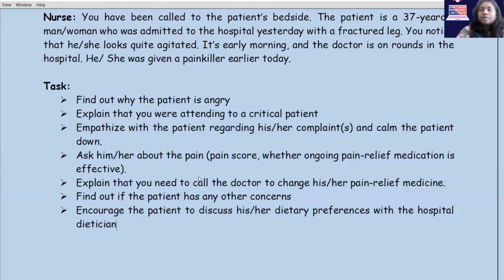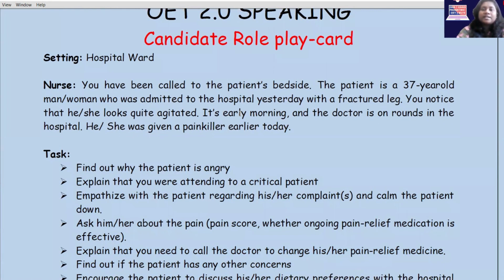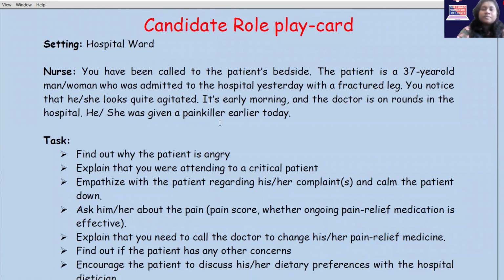So I hope you understood how to do a role play. When you get 3 minutes to prepare, you can prepare like this. You can take each and every task and prepare what exactly you want to ask and what information you have to give. Based on the criteria only, they are going to assess your speaking. So it is very, very important that you always keep in mind the 9 criteria.